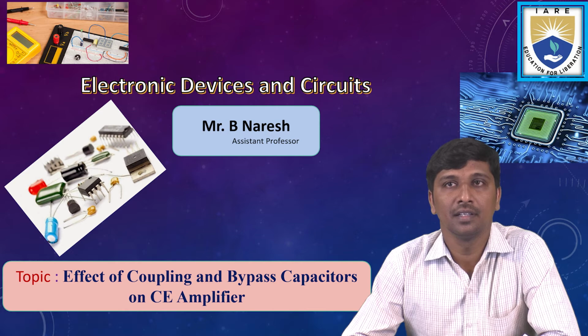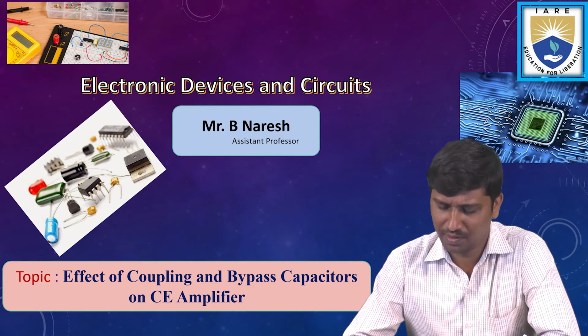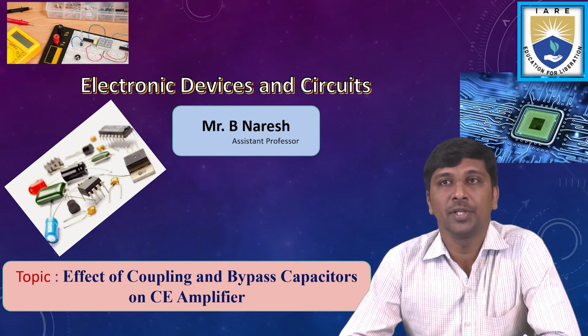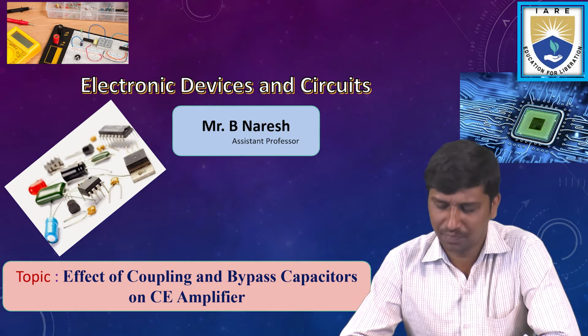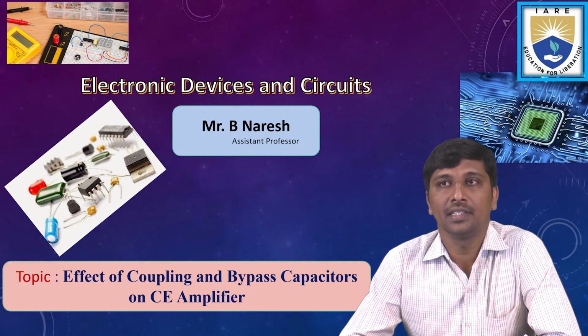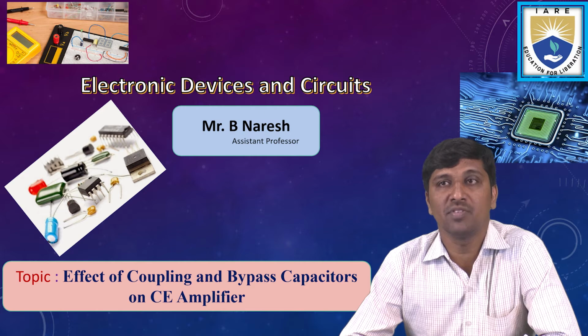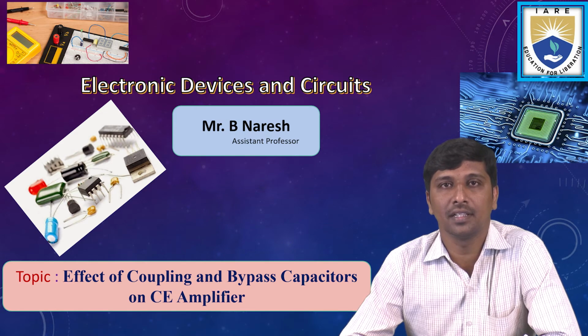And today's topic is the effect of coupling and bypass capacitors on a CE amplifier. In this session, we are going to discuss what happens when we place capacitors at the input side as well as the output side of a common emitter amplifier. Before this, first we need to discuss what a CE amplifier is, and how it performs the amplification process using the common emitter configuration. Then we will discuss what happens when we place these capacitances at the input and output side.